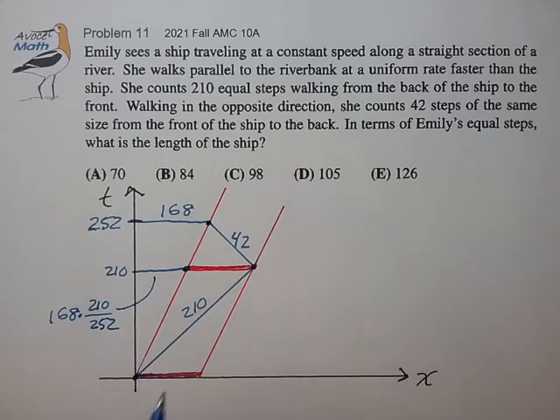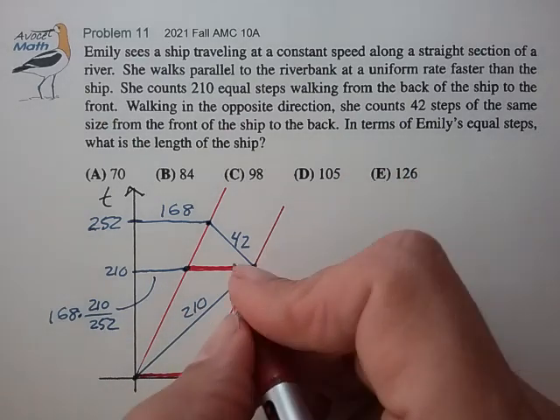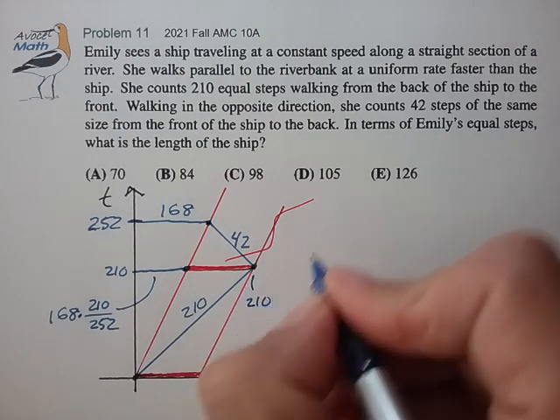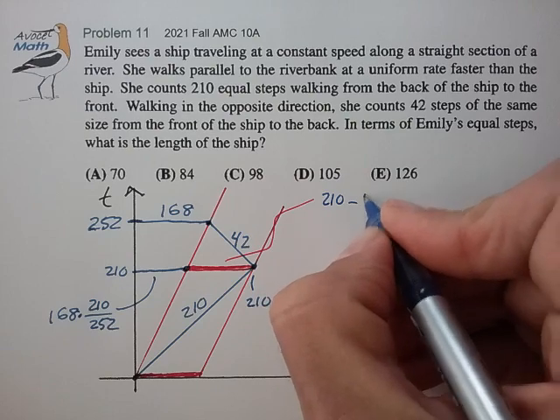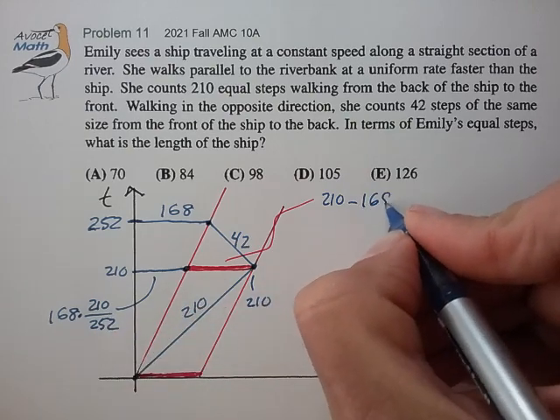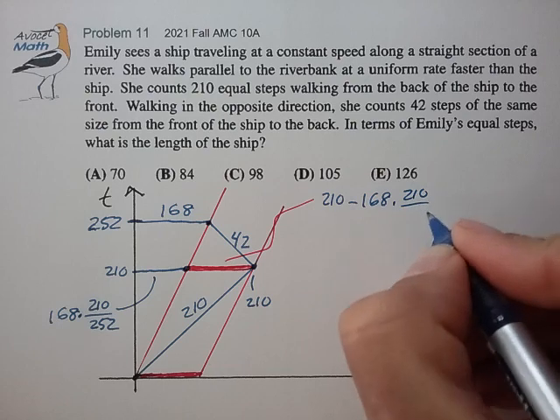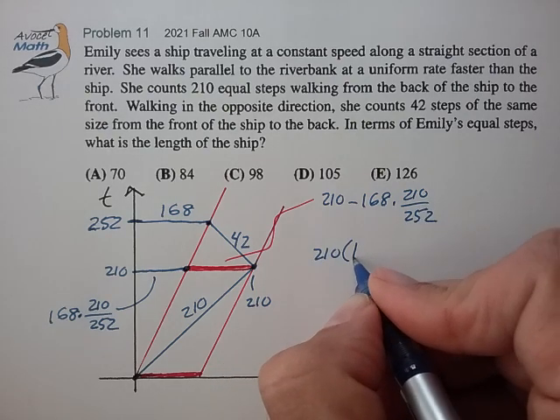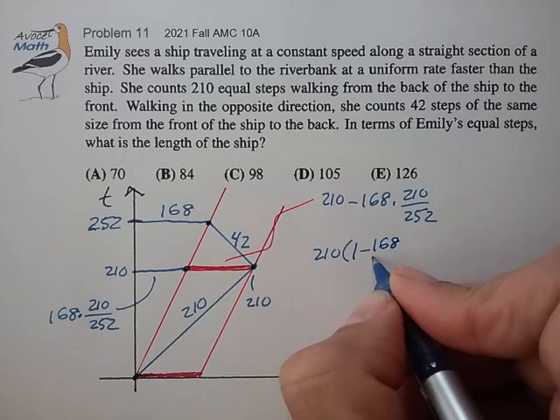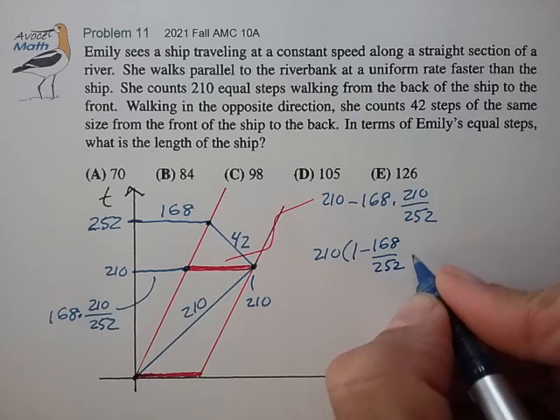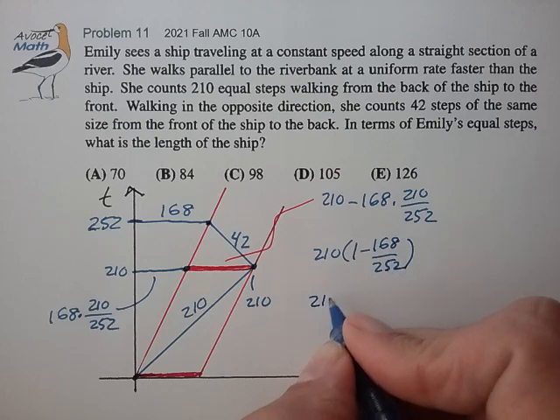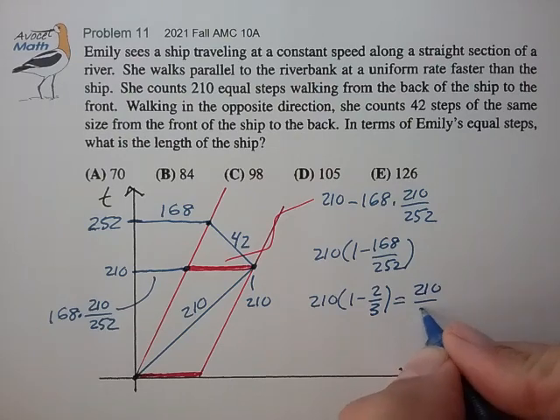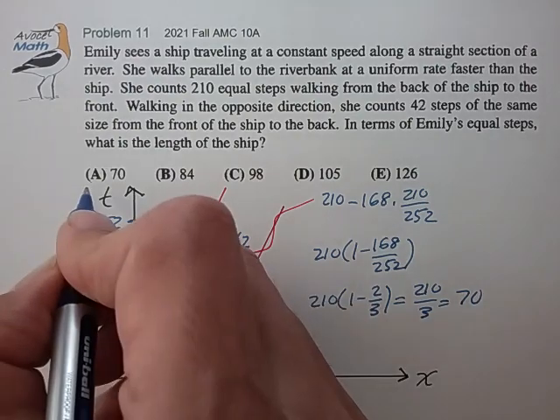So that's this length here. So this length here is then 210 minus this length, so that's 210 times 1 minus 168 over 252. If you chew on this fraction, you'll find it's equal to 2/3. So 70 for choice A.